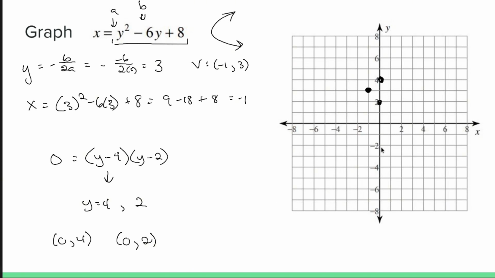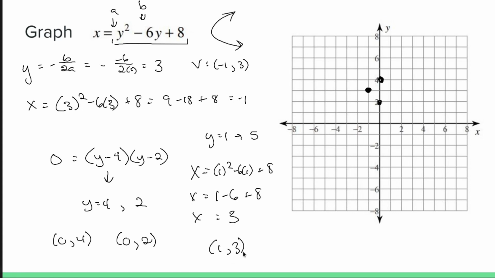From there I can draw some points, but those are just way too close. I'm going to be very paranoid. Why don't I plug in 1? Whatever I get for y equals 1, I'm also going to get at 5. So plugging in y equals 1 is going to be x equals 1 squared minus 6 times 1 plus 8. X is going to equal 1 minus 6 plus 8, which is negative 5 plus 8, which is 3. So I get 2 more points.